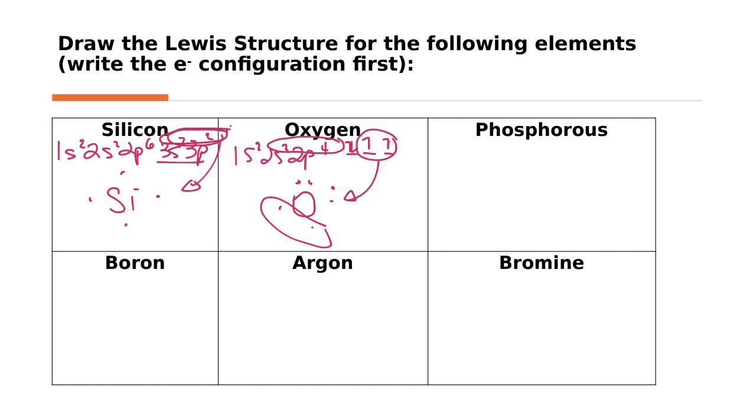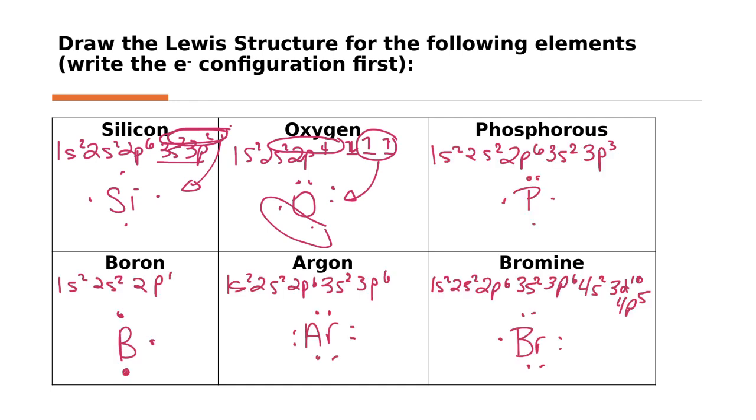So jot down the electron configuration and the Lewis structure for the rest of these and try to see if you can notice a pattern between the configuration and the Lewis structure.